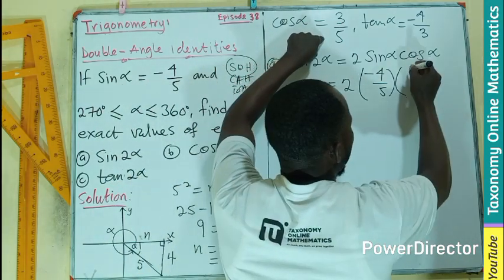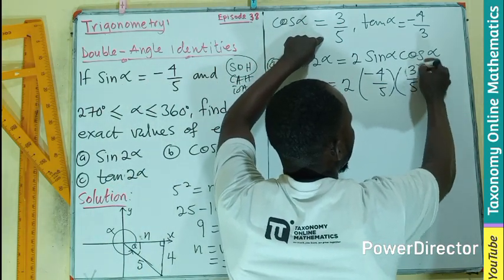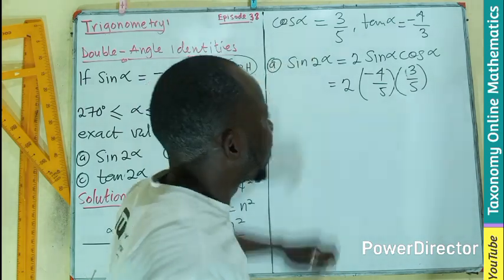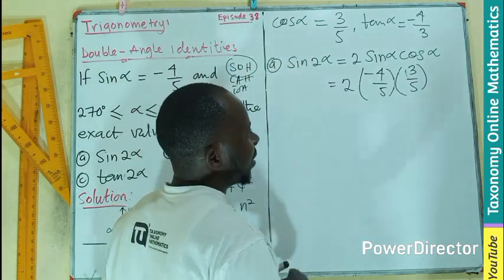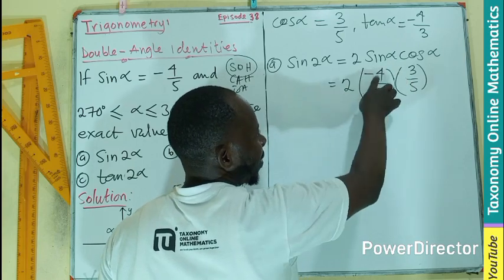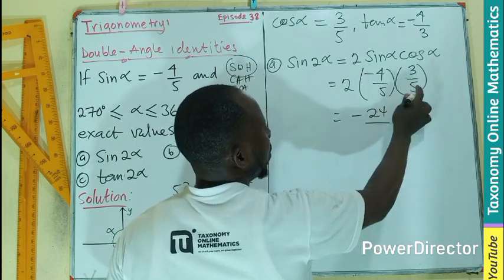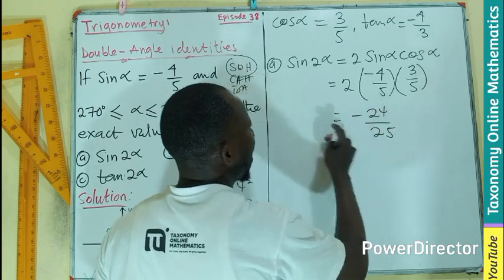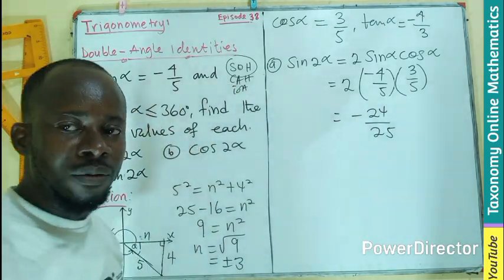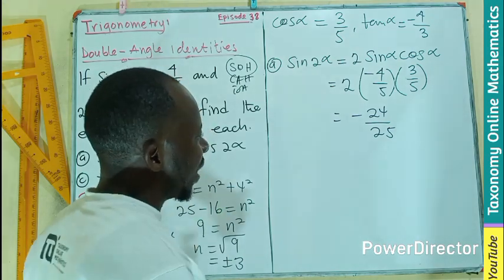What is the cos alpha? 3 on 5. So if that is the case, I should be having this times this, giving me 6. 6 times this, 24. So negative 24 on 25. So the exact value that you are looking for without any decimal will be negative 24 on 25.